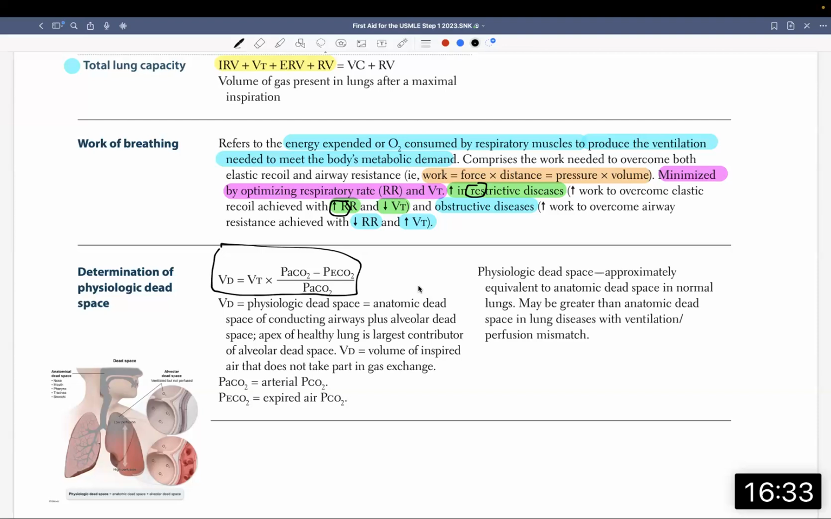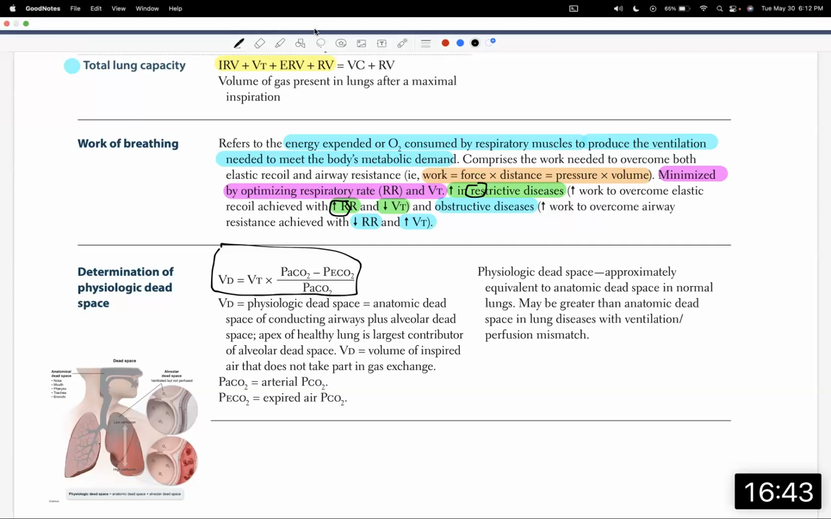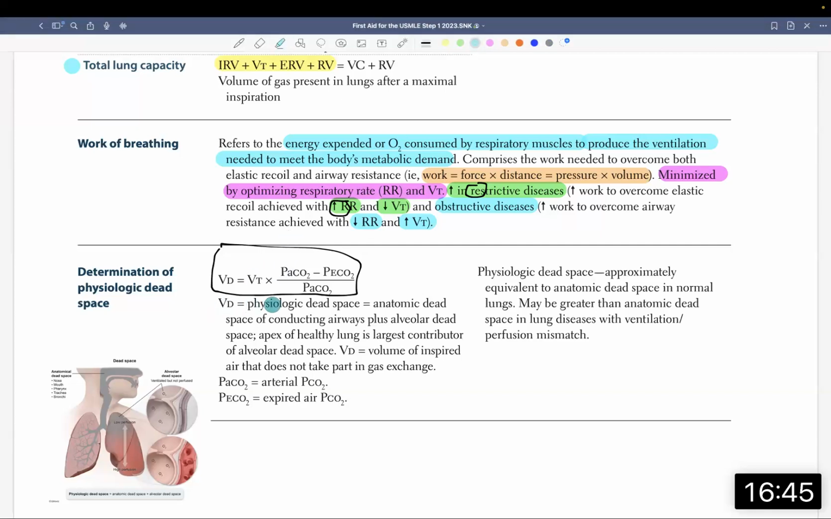So what is VD? This is physiologic dead space, which equals the anatomic dead space, which is not participating in the respiration, plus the alveolar dead space. So that is known as the physiologic dead space. Apex of healthy lung is the largest contributor of alveolar dead space. VD equals volume of inspired air that does not take part in gas exchange.